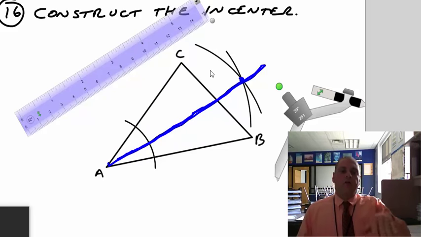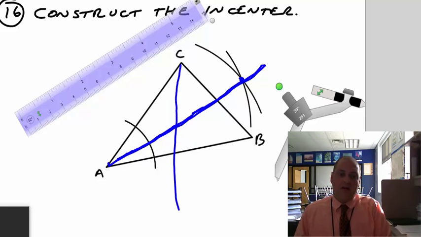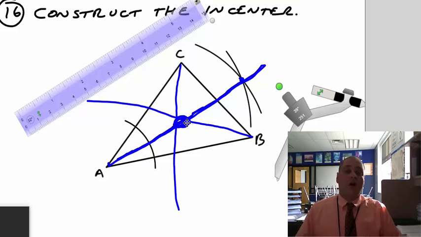And then you're going to do 2 more angle bisectors, right? You're going to have one that comes right through the middle there, and then one that cuts right through B, and they all intersect at one point, and that one point is called the incenter.